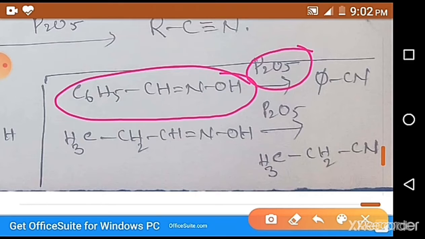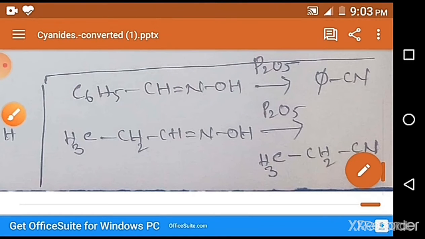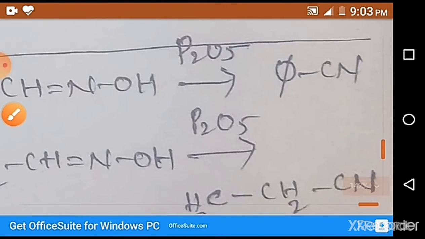Amides also undergo dehydration reaction with phosphorus pentoxide. Like that, our aldoximes also undergo dehydration reaction, giving cyanides. You see, H and OH go out as water. We get one more pi bond between carbon and nitrogen. That's why it is phenyl cyanide, or benzonitrile.